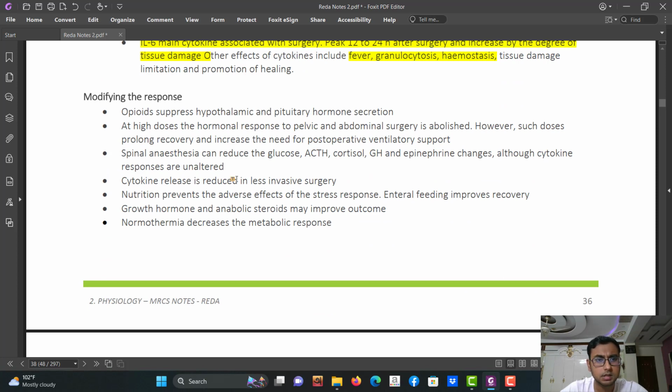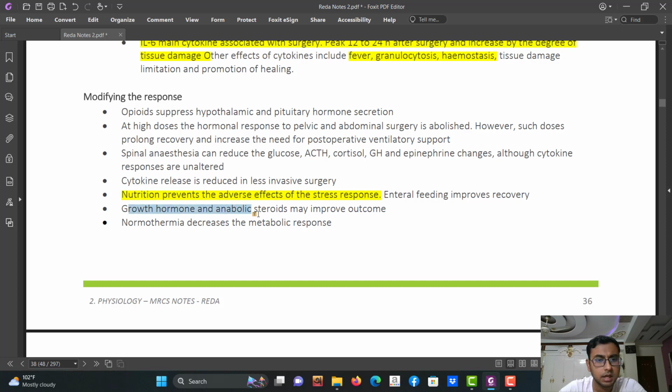So there are other hormones, because everything is related to the same thing. Then nutrition prevents the adverse effects of the stress response. So early feeding is very necessary for ERAS, that is the enhanced recovery program or protocol. We must feed the patient postoperatively as early as possible, because it helps the ERAS procedure, that is the enhanced recovery process.